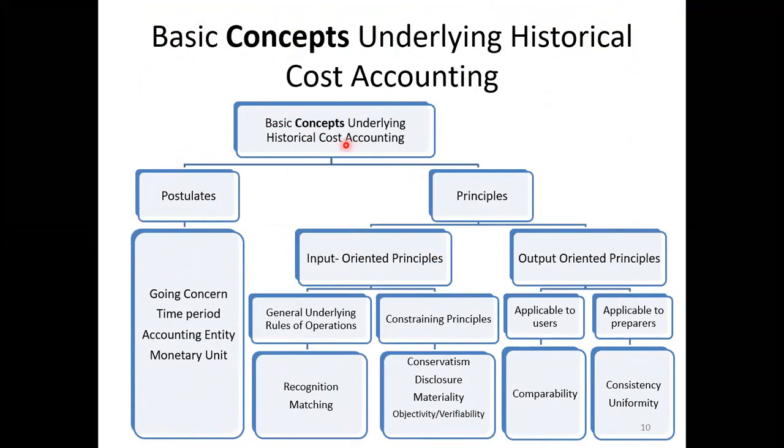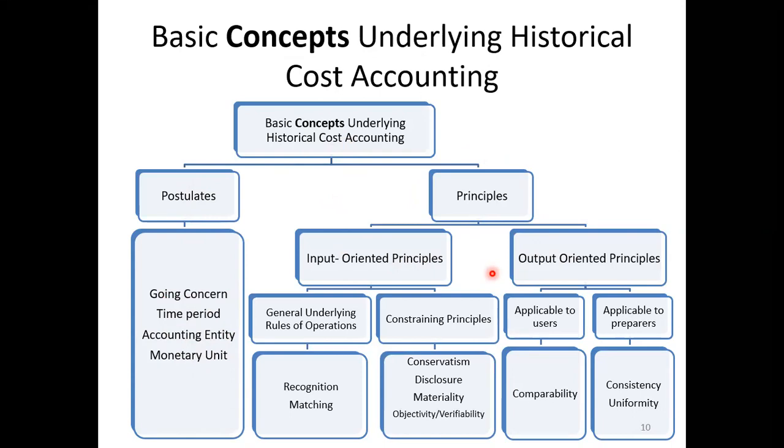You see, the basic concepts underlying historical cost accounting. We can divide them into two. The first part is postulates, the second part is principles. Under the postulates, you can find the going concern assumption, time period assumption, accounting entity, and monetary unit. So these are the assumptions. And when we talk about the principles, again, it can be divided into two: input oriented principles and output oriented principles.